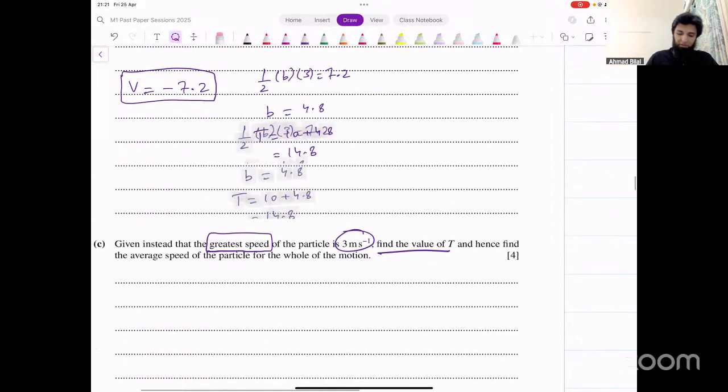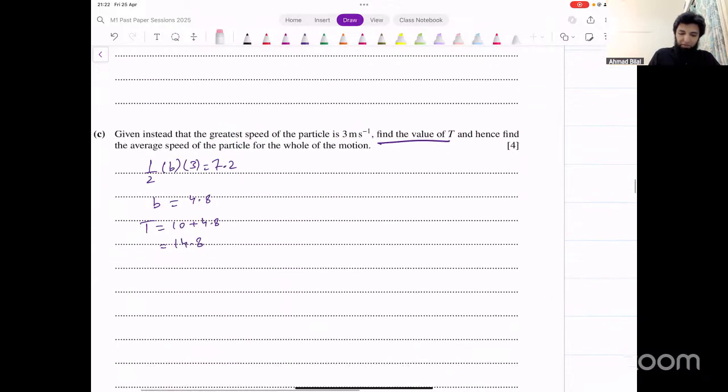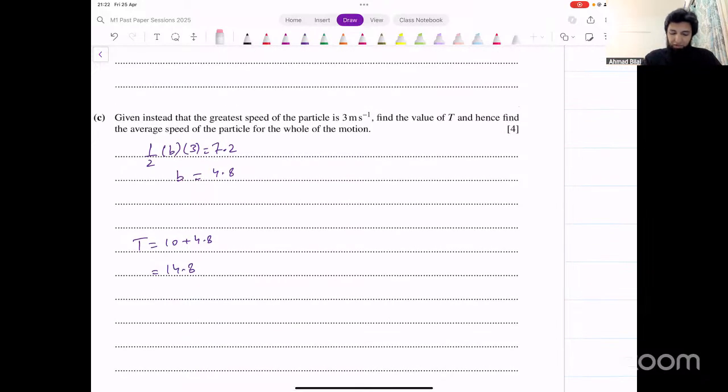Okay, that's this part. So we found the value of t now. Now that we've got the value for t, the next thing that they want us to find out is the average speed for the whole of the motion. Okay, average speed. Average speed is given by total distance over total time taken. We're looking for speed, right? Not average velocity.